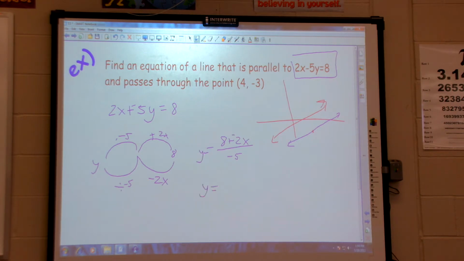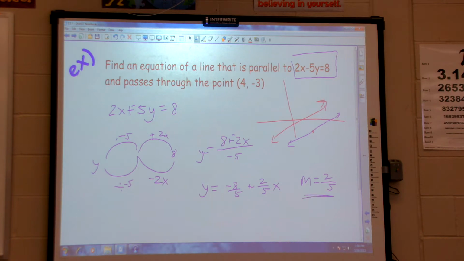Divide each term. That's going to give me negative 8/5. Now a negative and a negative is going to give me positive 2/5. Yes? So the slope of my line is 2/5. That's the line that was given. Now I want a parallel line, so it's also going to have the exact same slope, correct?